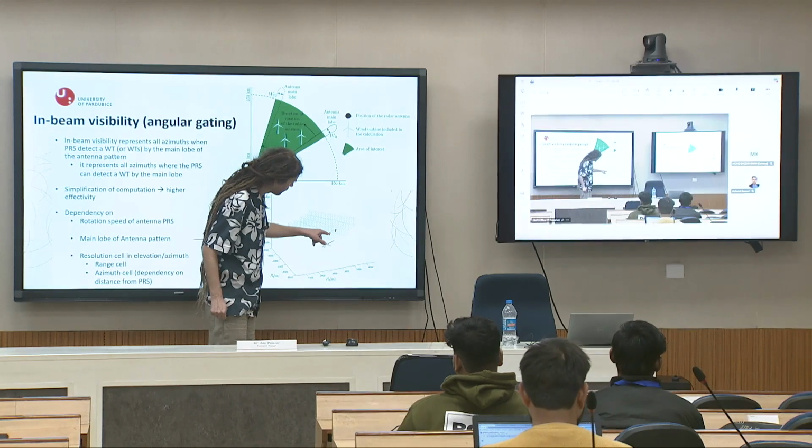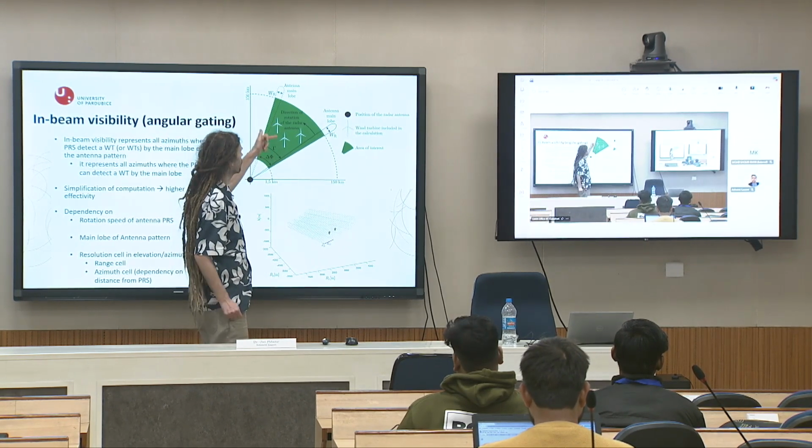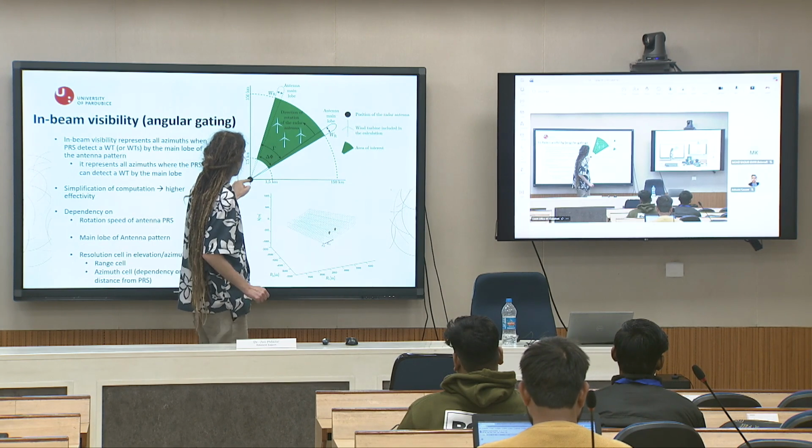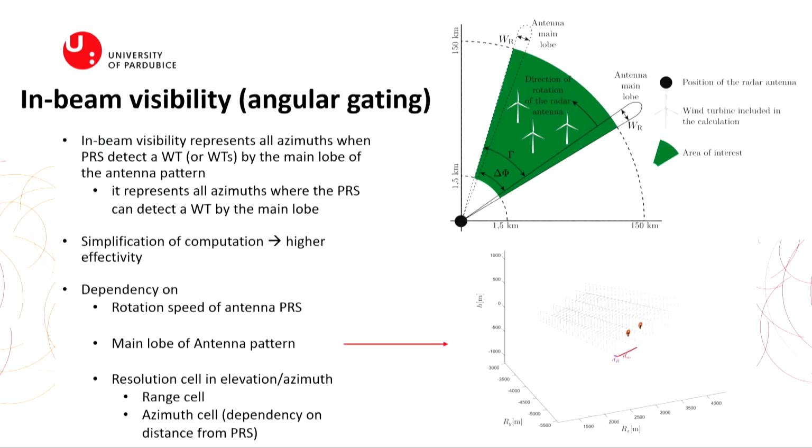And imagine it is the position of one turbine, a second turbine. There we have, for example, 1, 2, 3. So we have the position of the radar and the rotation of my antenna. So you know that this white place I can completely ignore. There is no wind turbine, just ignore it.